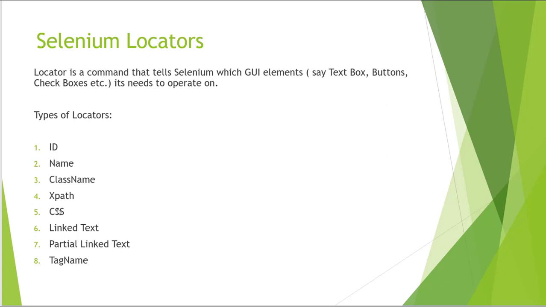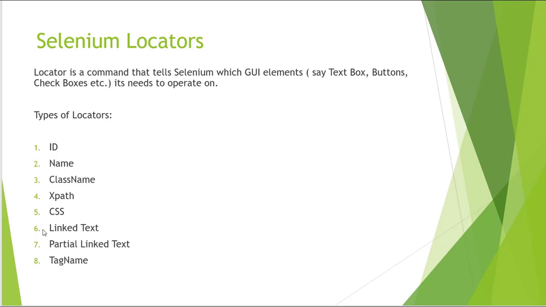Then there are XPath and CSS. These two are indirect locators. There is no direct way through which we can locate these two, XPath and CSS. We need to form the XPath and CSS locator ourselves. We will see in our further tutorials how we can locate any element using CSS and XPath.